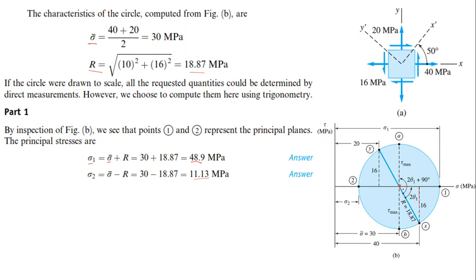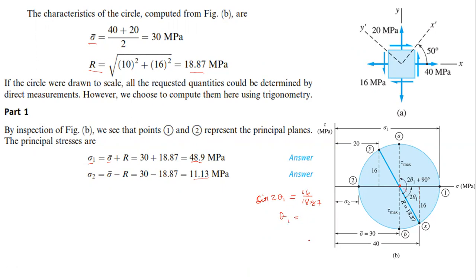So, unsa man atong gamiton? Pwede cosine, pwede nga sine. Sine 2 theta 1 is equal to sine is opposite, 16 over 18.87. Pwede. Masolve na to ang theta 1.